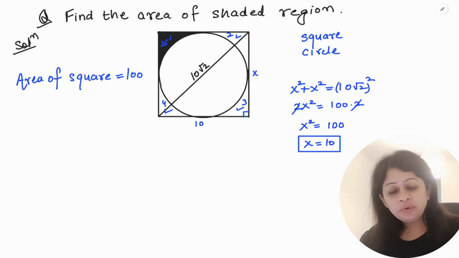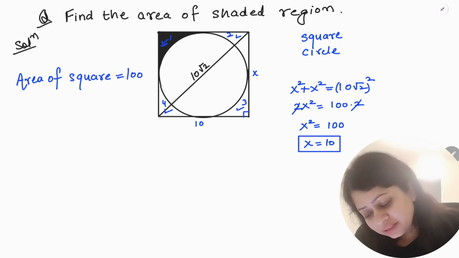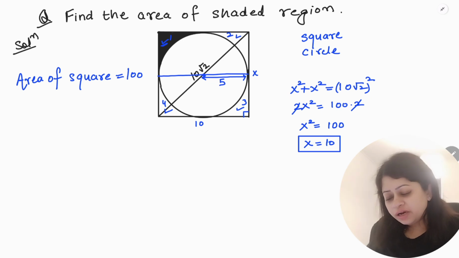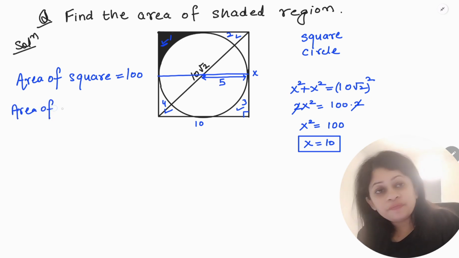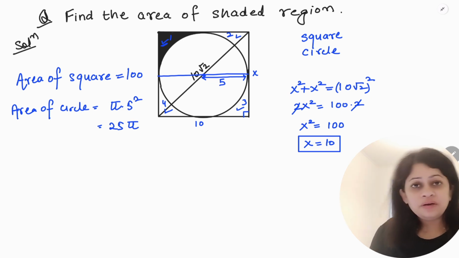Now we come to the area of the circle. For that I need to know the radius of the circle, right? Since this is 10, that means this is also 10. This diameter is 10, which means the radius is 5, right? So I will find the area of the circle. What is the area of a circle? Pi r square. Pi times 5 square, that is 25 pi, right?